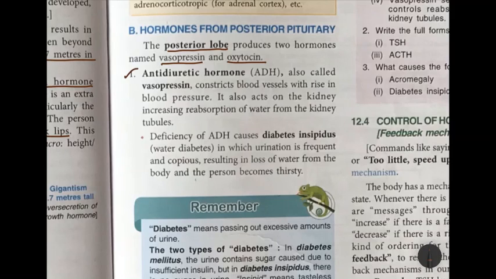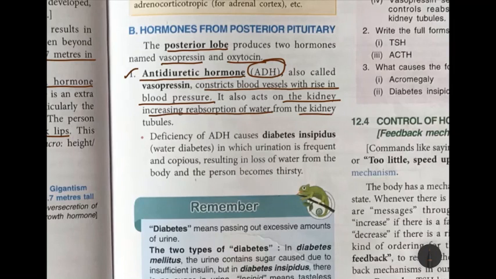That is the first. Vasopressin is also known as antidiuretic hormone, abbreviated as ADH. Anti means against, diuretic means water. So what does it do? It constricts the blood vessels with rise in blood pressure. It acts on the kidney, increasing reabsorption of water from the kidney tubules. So there will be more reabsorption of water in the kidney tubules.